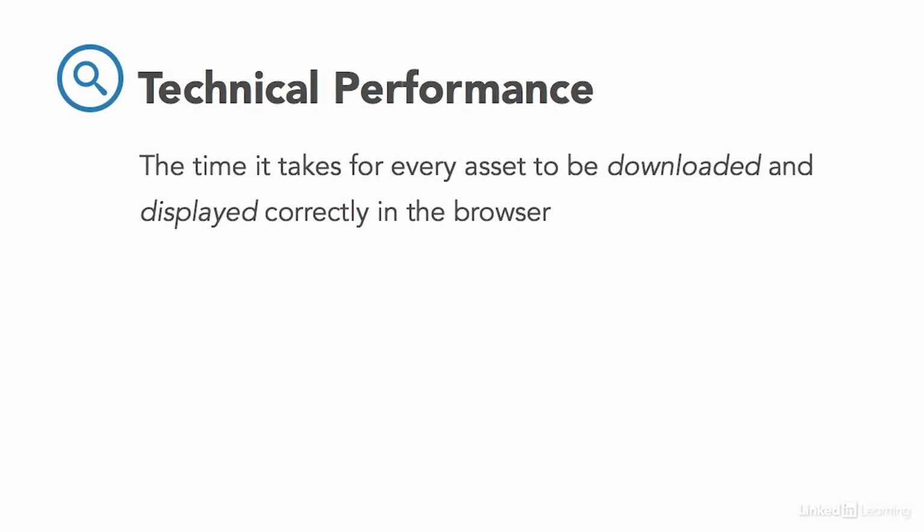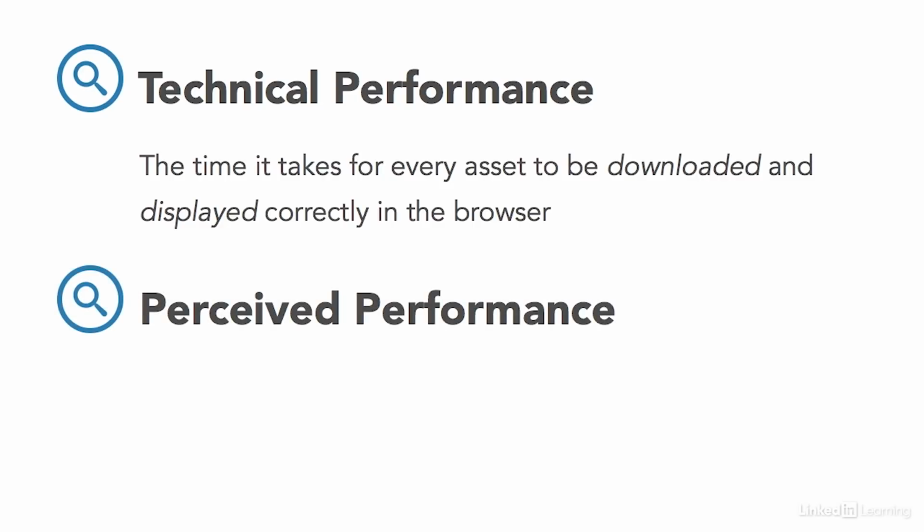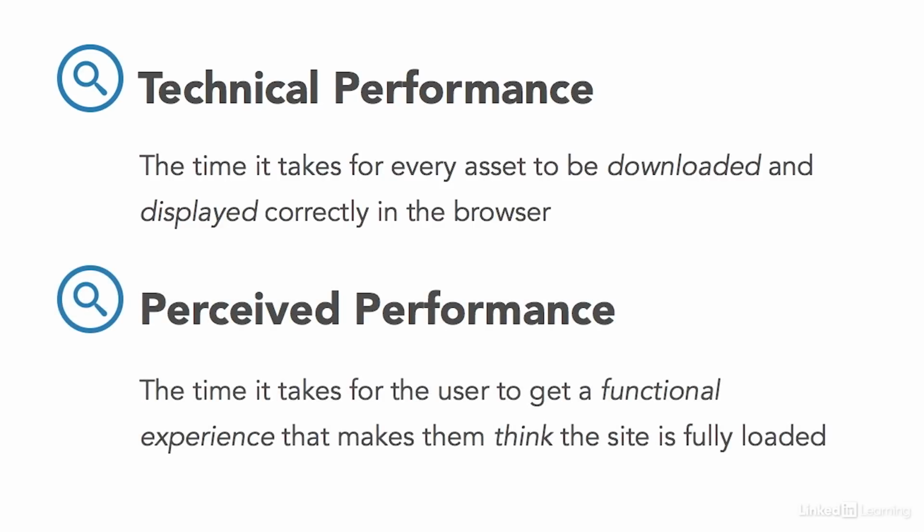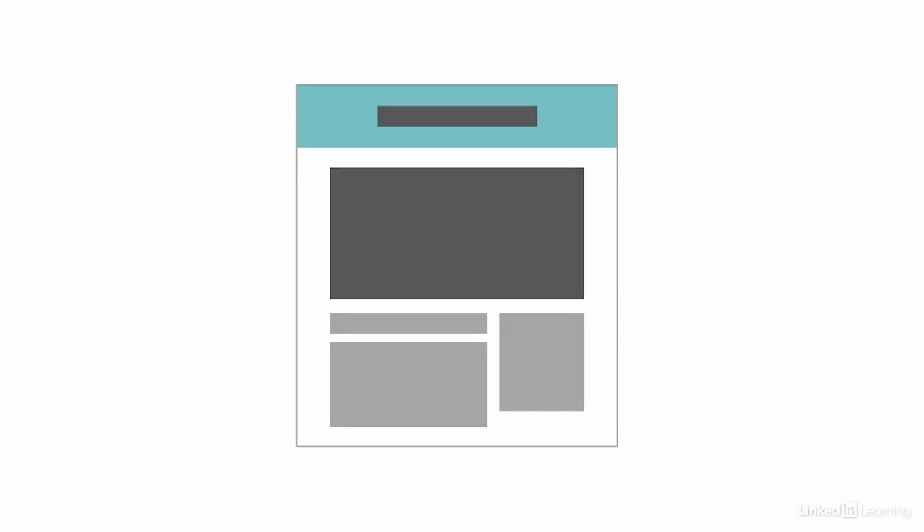There is, of course, technical performance, meaning how long it takes for every asset to be downloaded and displayed correctly in the browser. But there is also perceived performance, how long it takes for the visitor to get a functional experience in the browser. And while technical performance is important, we can greatly improve user experience by also focusing on perceived performance. So, let's consider a standard website and where we can optimize its performance.